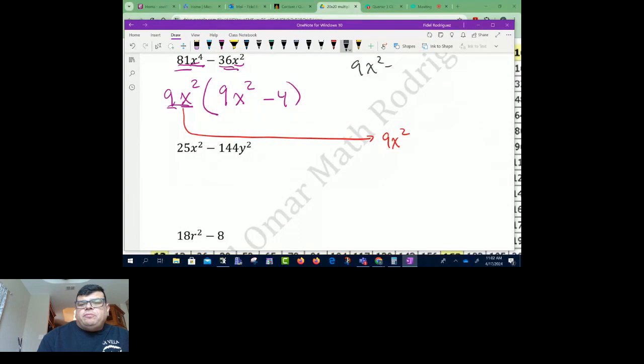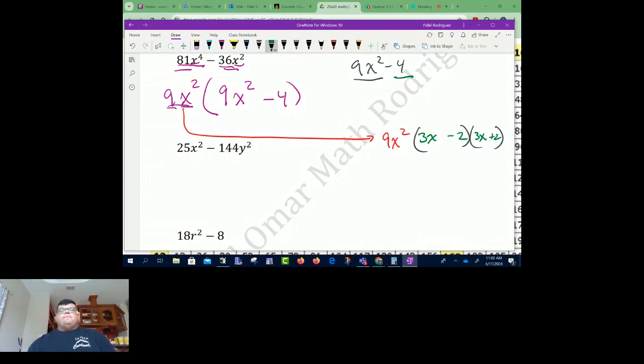Now, I'm going to look at the problem that we got inside. We got a 9x squared minus 4, right? So let's do this. What times what's going to give me 9x squared? Well, 3x and 3x, right? What times what's going to give me 4? A minus 2 and a plus 2. And then we're done.